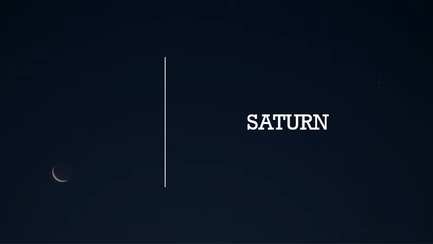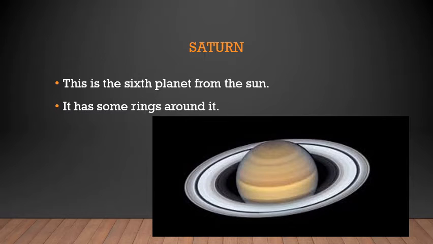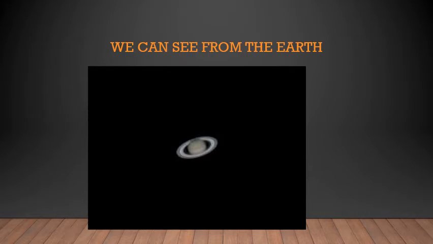Then the next planet is Saturn. Now, what is the number of this Saturn, children? Jupiter was the fifth one. So Saturn is the sixth planet from the sun. It has rings around it. The speciality of the planet Saturn is that it has rings around it. We can see it from the Earth also. Okay. So that is about the planet Saturn.